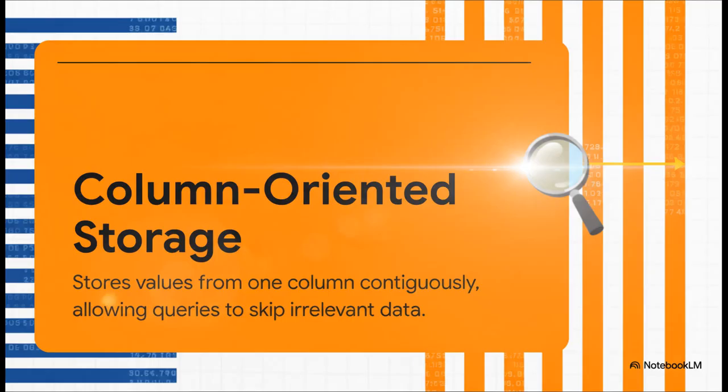To solve this massive speed problem for analysts, data warehouses pull a brilliant trick. They fundamentally flip how data is laid out on the actual disk hardware. This is called column-oriented storage. So instead of storing data row by row, it stores data column by column. If an analyst only wants the quantity sold column, the database can go directly to that specific block of data on the disk, skipping all the irrelevant data entirely. It allows these systems to scan massive data sets with incredible speed.